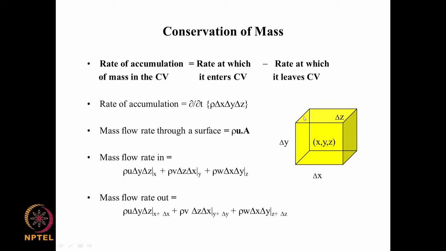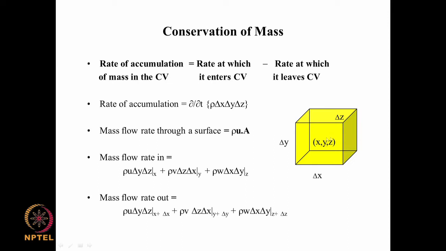So this is our box and our control volume, and within this we would like to describe in a simple verbal statement this conservation of mass. We can describe it as: rate of accumulation of mass within the control volume is equal to the rate at which mass enters the control volume minus the rate at which it leaves the control volume.